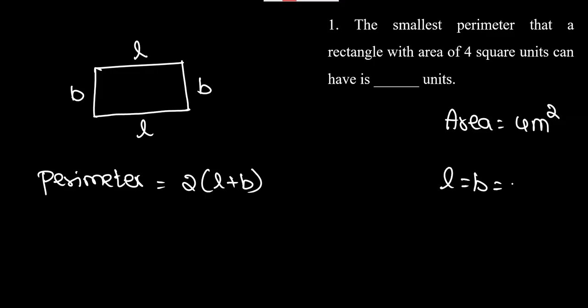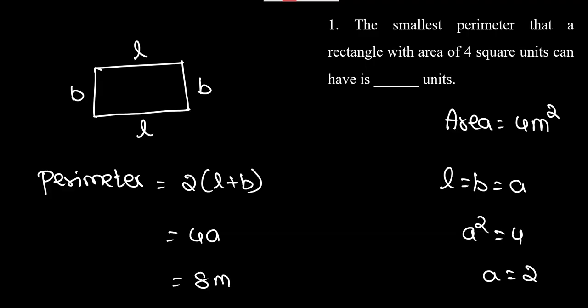Let the side be equal to A. Then A square equals 4, so A equals 2. As length and breadth are both equal to A, the perimeter will be 4A, which is 4 into 2, 8 meters. That is the answer. Now some of you may have a doubt. How can I consider length and breadth both equal so that I get maximum area with less perimeter?